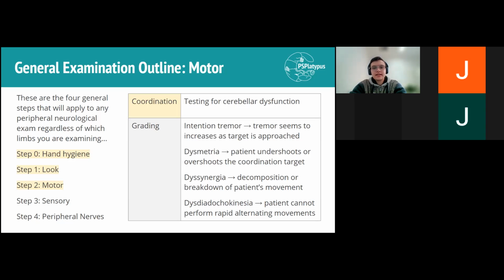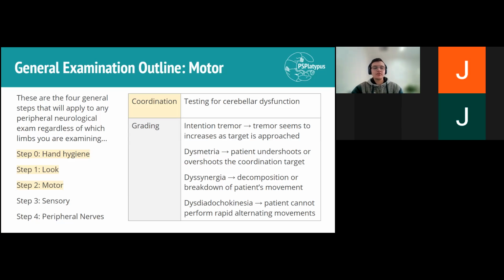So you can get things like intention tremor, and that's when, if you're doing a test where you're trying to get them to follow a finger by pointing to it, they have some sort of tremor in their hand, and that tremor seems to get worse the closer they get to your target. That's called intention, because they're intending to try and get closer to the target, but they're getting a lot more tremor as they do that.